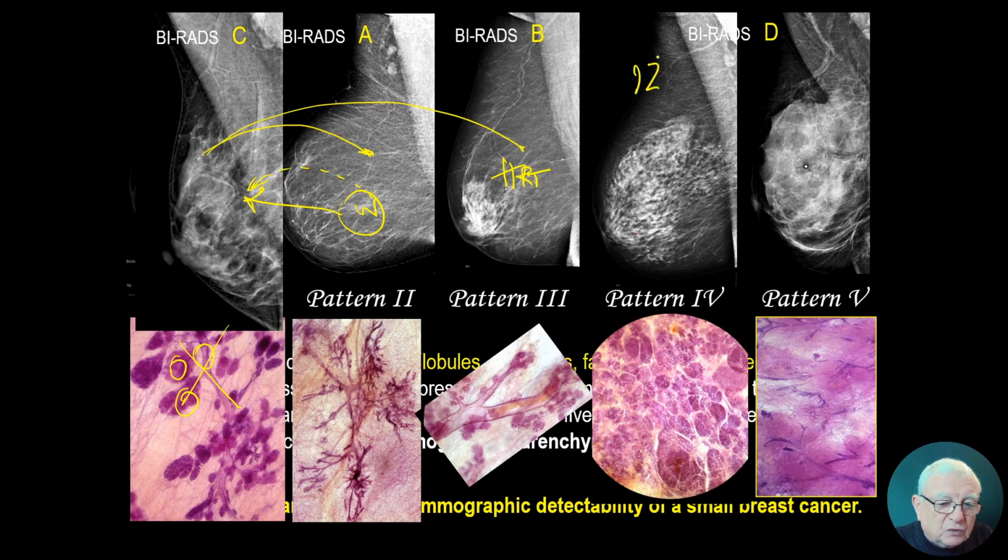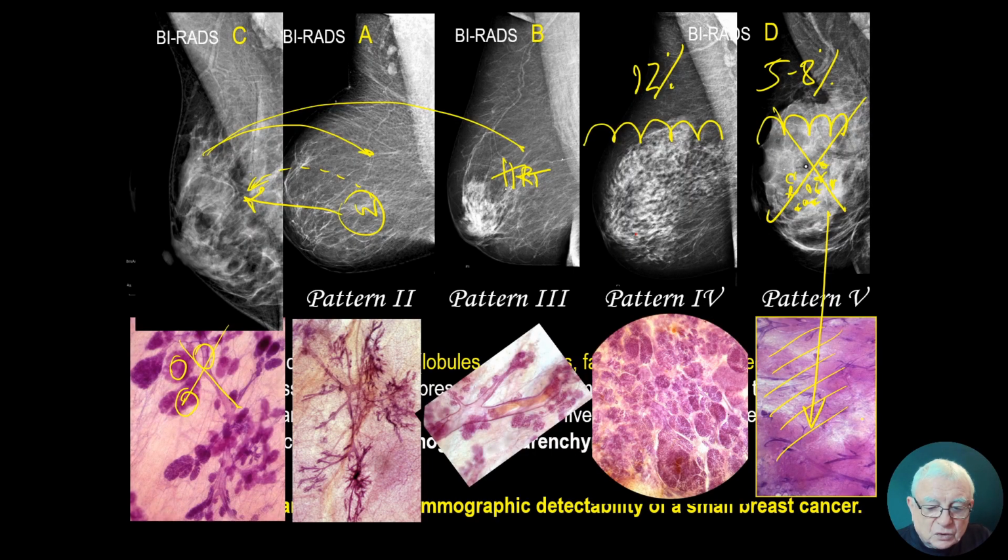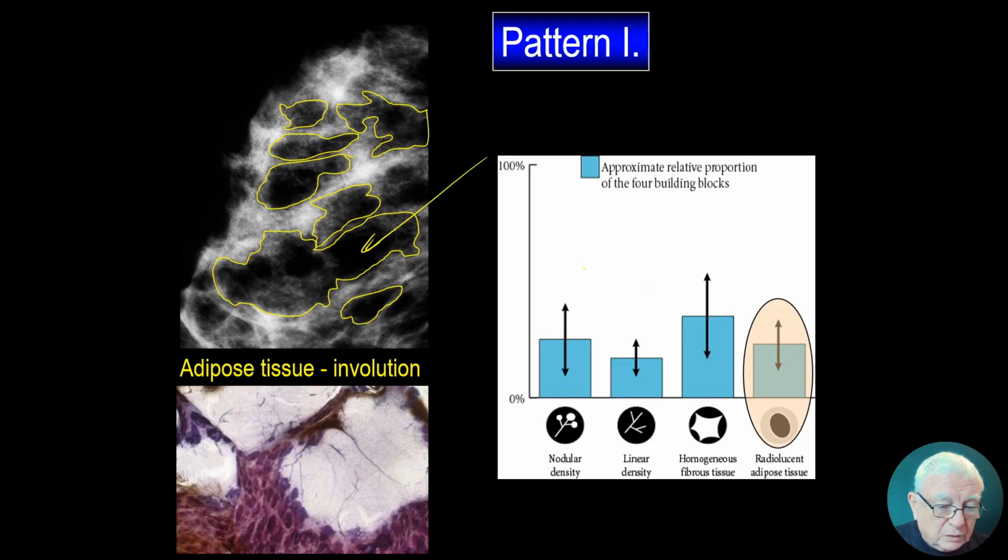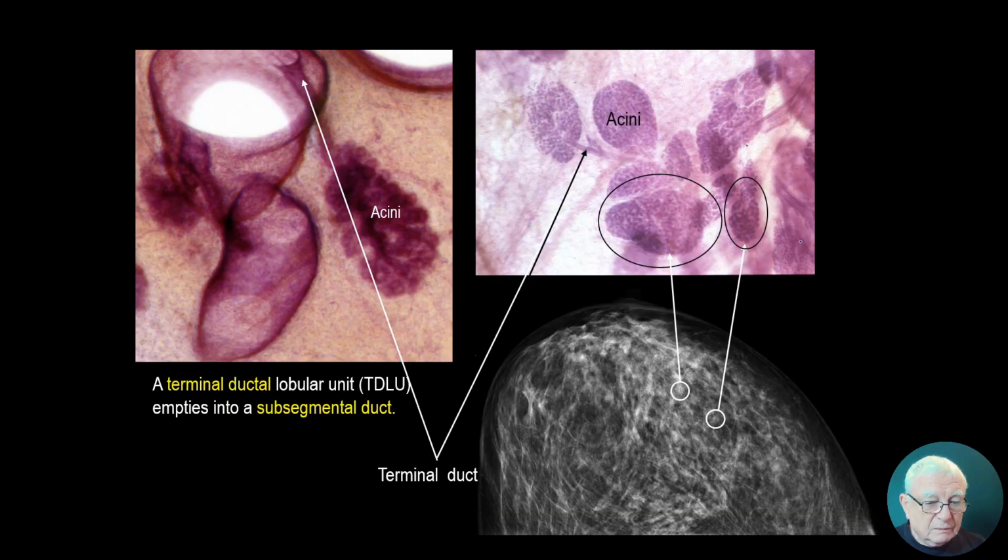This accounts for about 12% of the population, and this never changes. 5 to 8% never changes. This is a joker. I don't know whether there is a rich glandular tissue under it, or desert wintertime. Pattern 1 has about the same amount of nodular, linear densities, fibrosis, and adipose tissue.